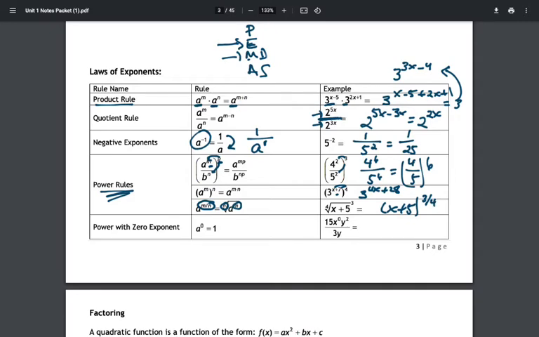So we can rewrite it like that. And then one more rule is to remember that anytime you have an exponent of 0, anything raised to the 0 power is just 1.